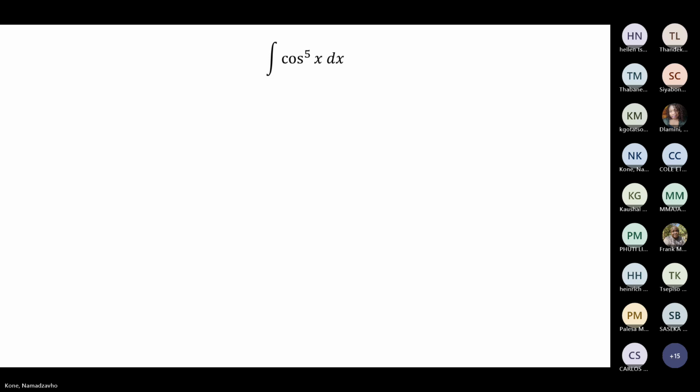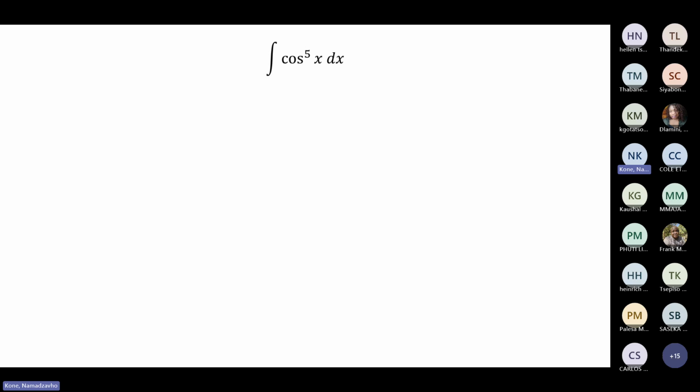Anyone? Okay. In the absence of suggestions, what we know is that we can deal with square identities.